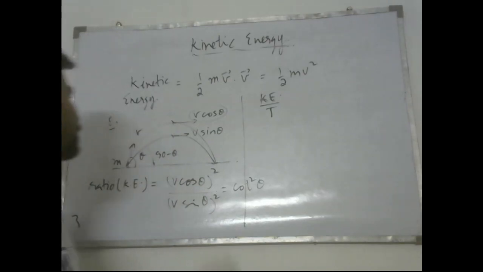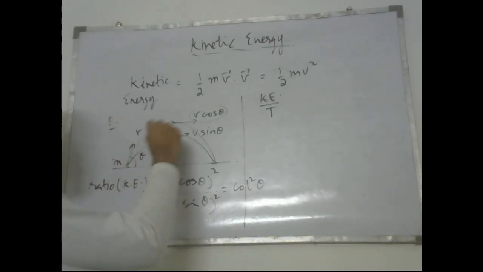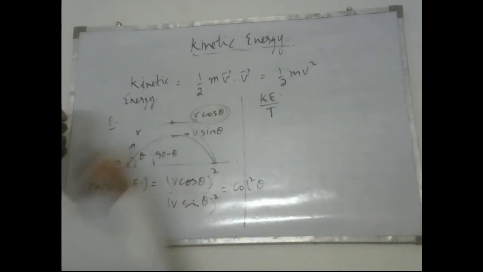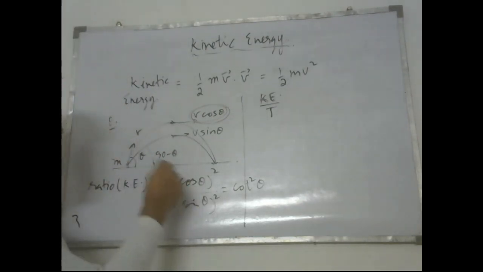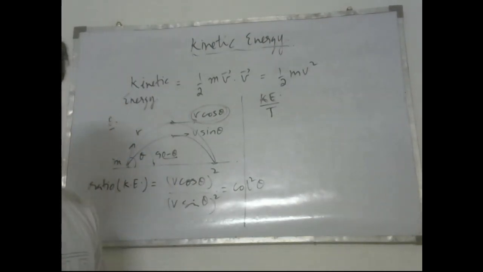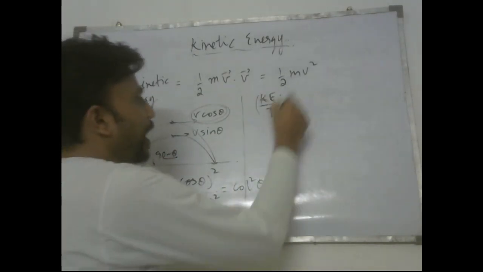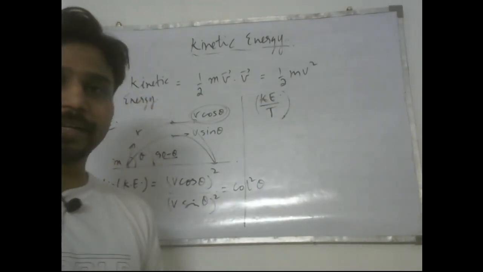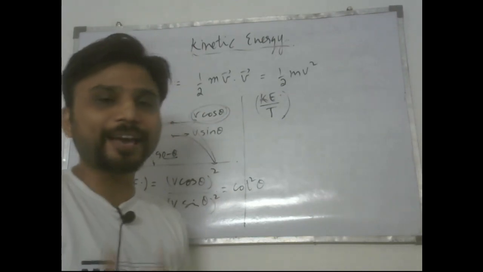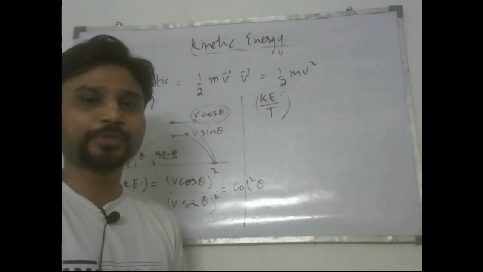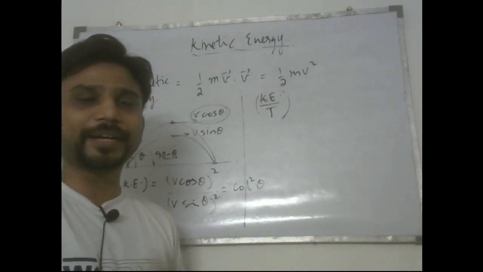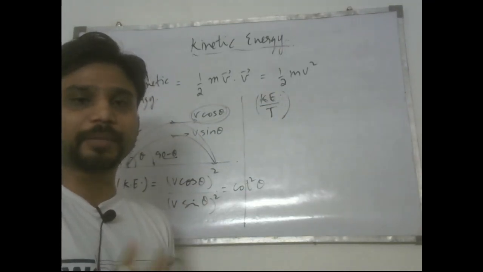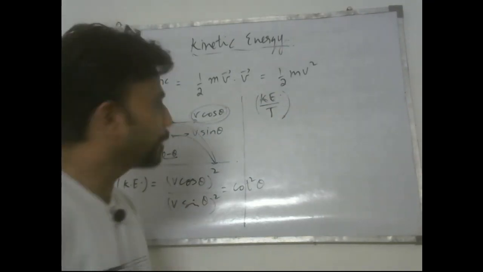So let's say this is the particle, first case in which it is taking angle theta, and in the second case the particle is taking angle 90 minus theta. So the average rate of change of kinetic energy. How would we define average rate of change of kinetic energy? We would define it by dividing the kinetic energy by the time taken by the particle in reaching that point.